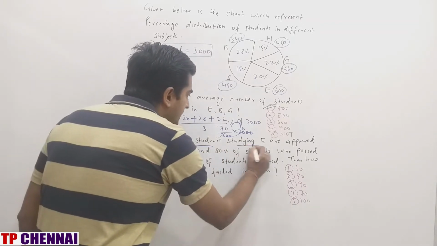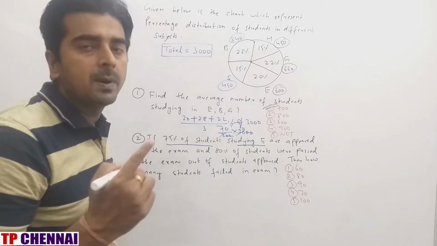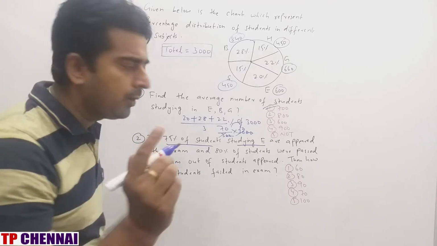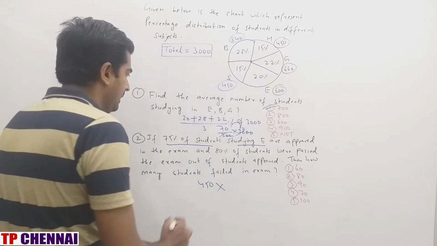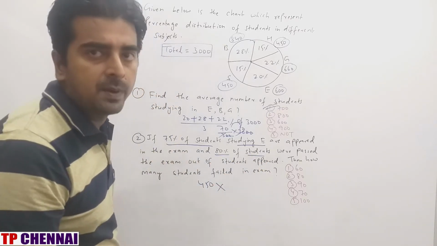75% of students are studying in E. What is the value of E? 600. 75% as a fraction is 3 by 4. 3 by 4 of 600 is nothing but 450. So of those 450, 80% of students pass the examination, so the remaining 20% fail the examination.